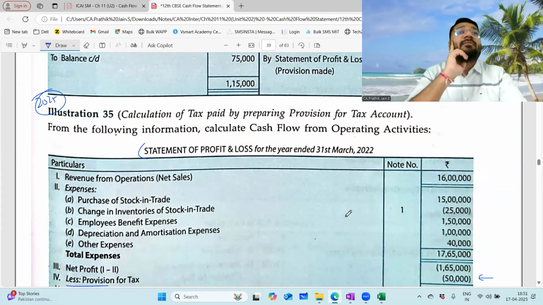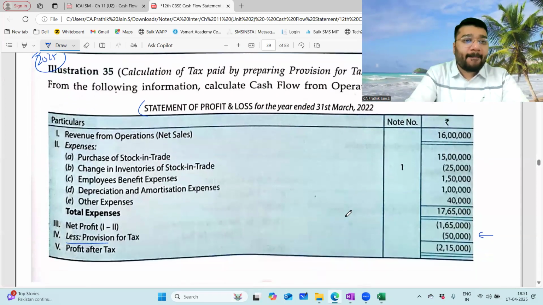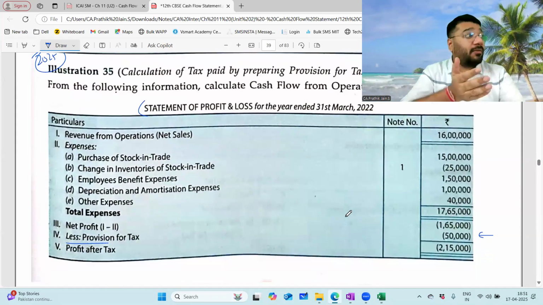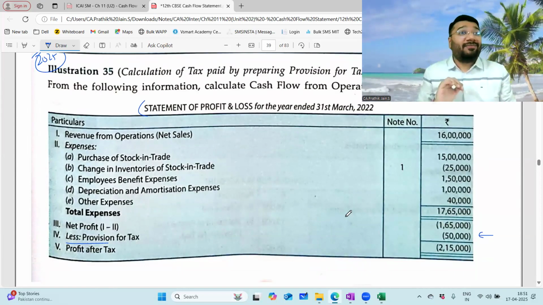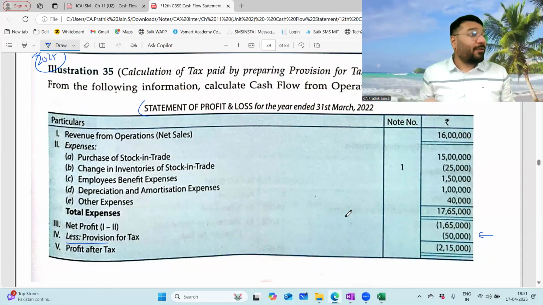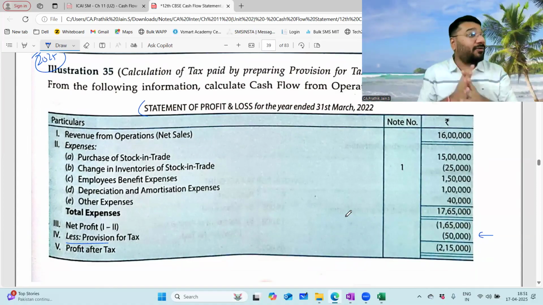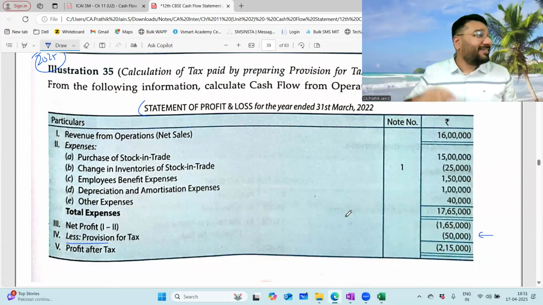With this, today I'm done with my cash flow from operating activity. That is cash flow from operating activity at baby level done. At inter level, yet to start. What we have done? Only basics. Advanced level is there. She's shocked.